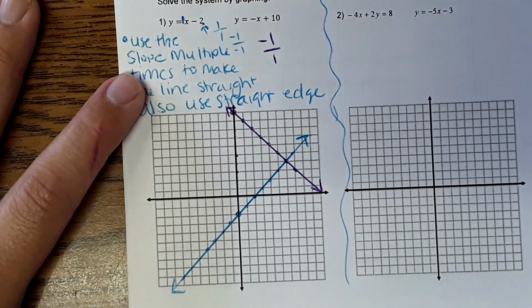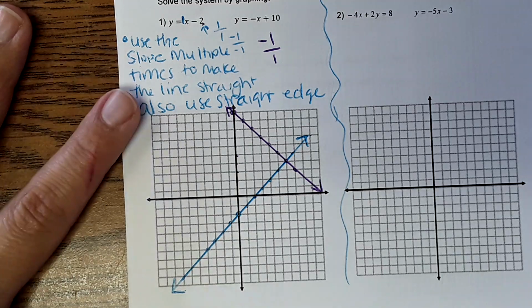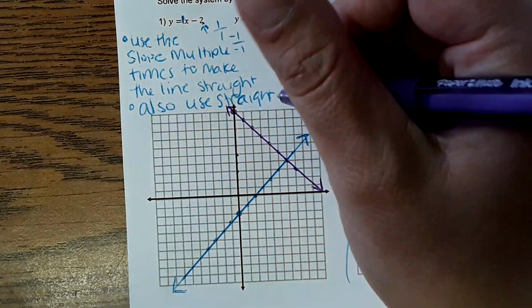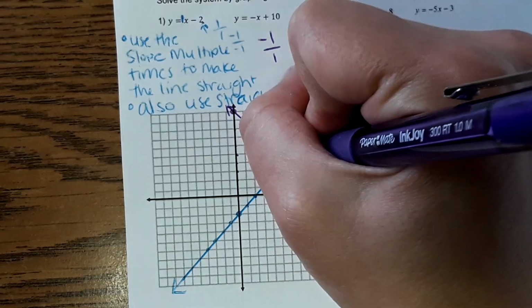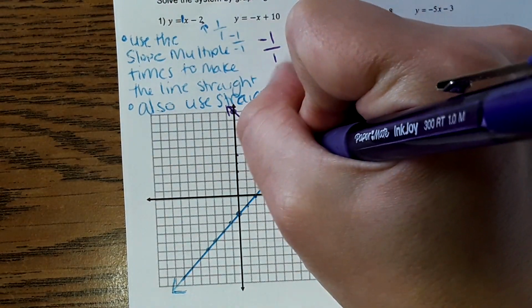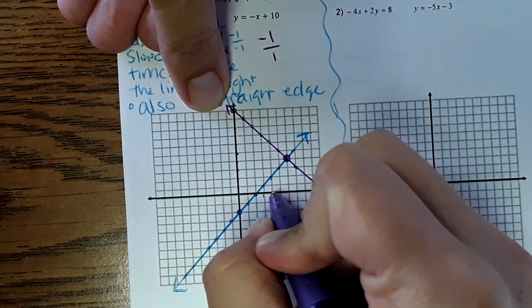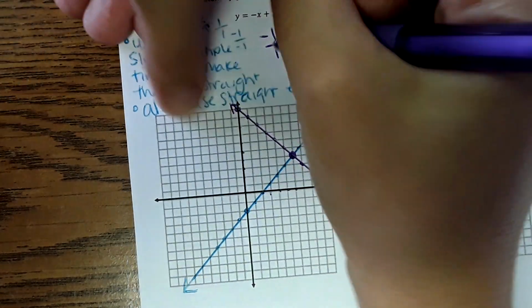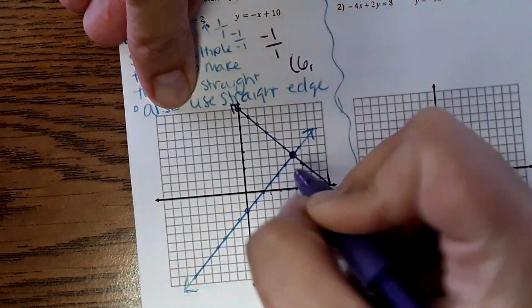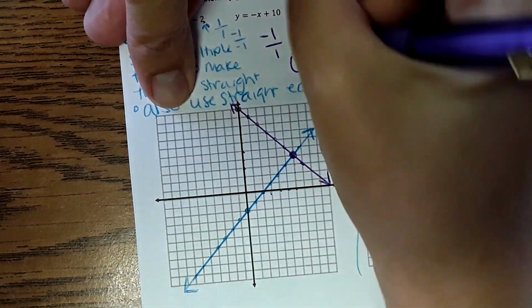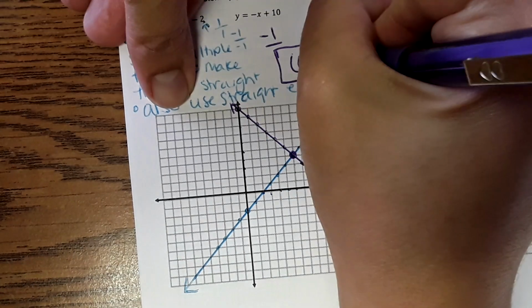Right there. Okay, so our solution is where these two lines intersect. And if you graphed your lines accurately, it will intersect right here. And those coordinates are 6 would be the x-coordinate, and the y-coordinate is 1, 2, 3, 4. So your solution here is 6, 4.